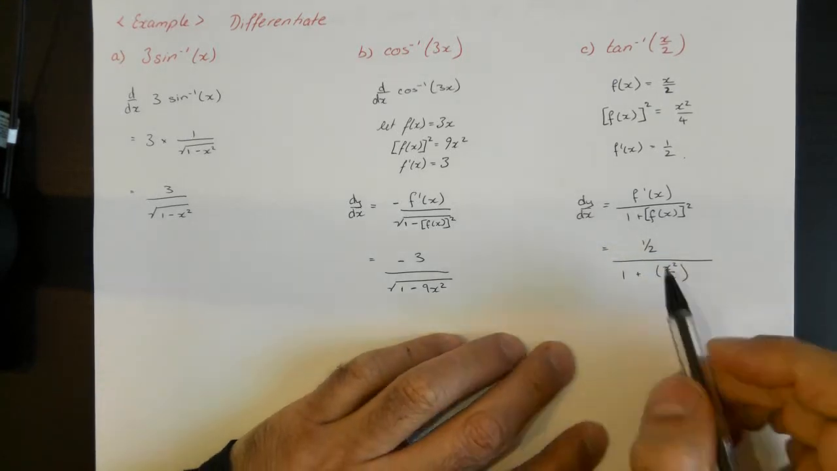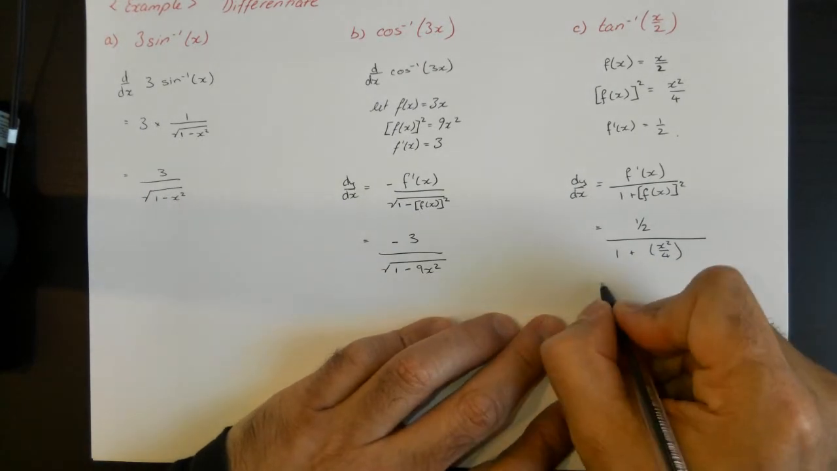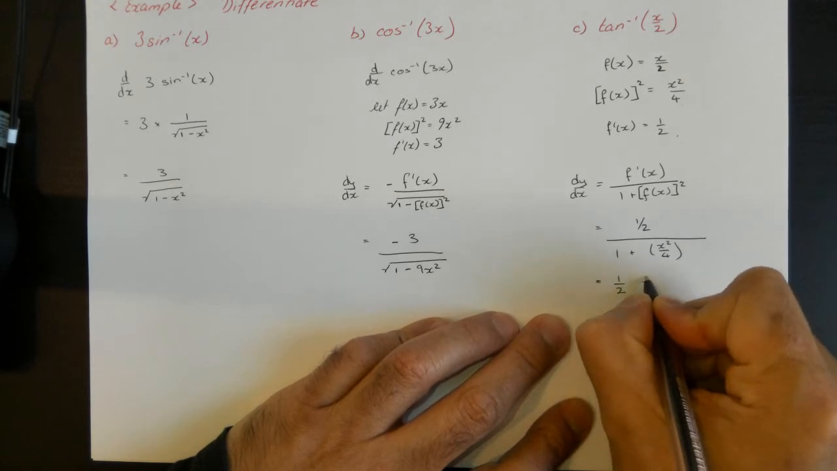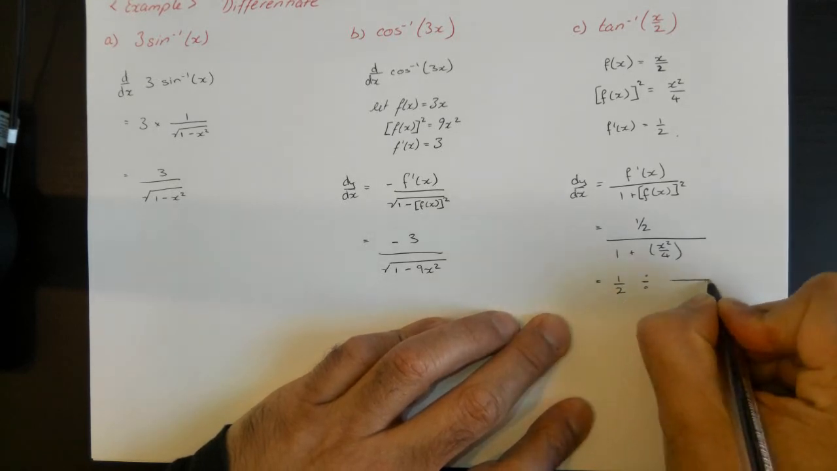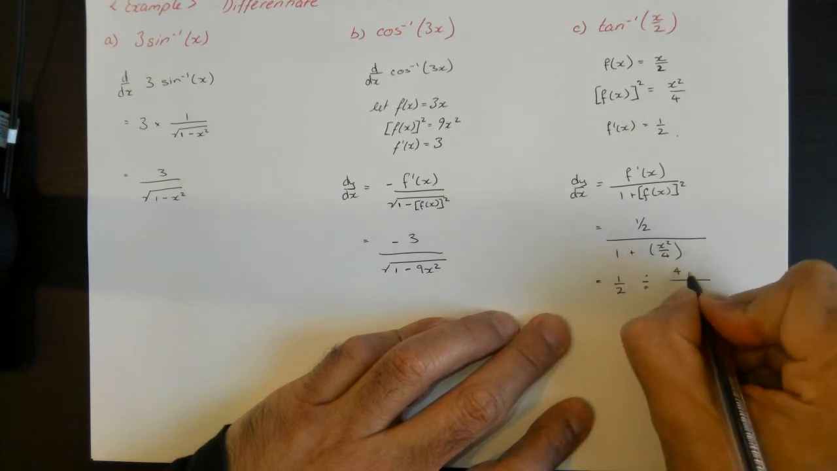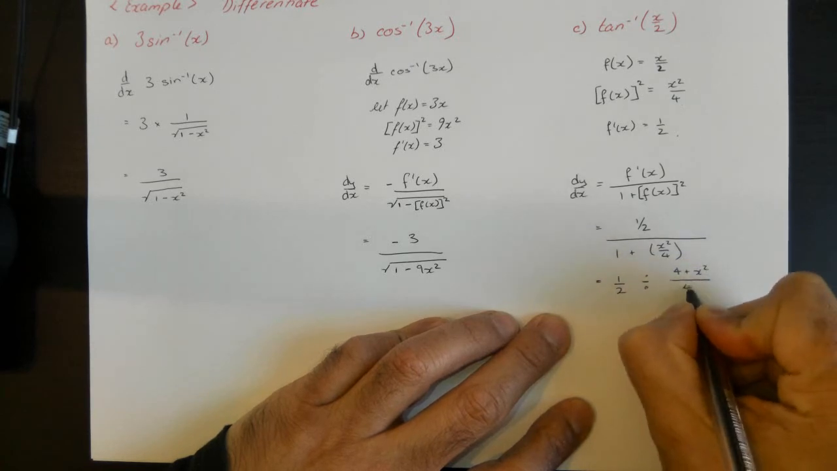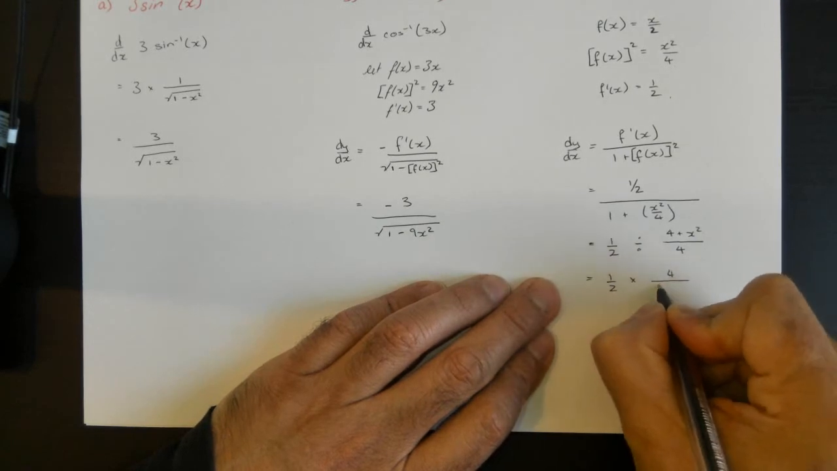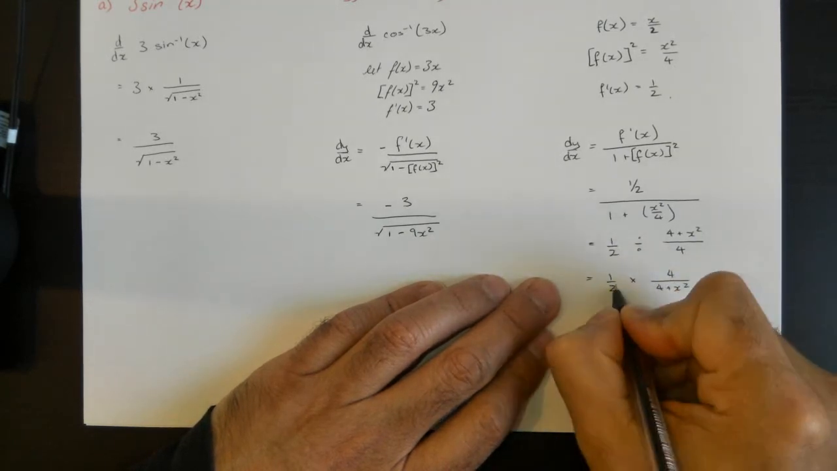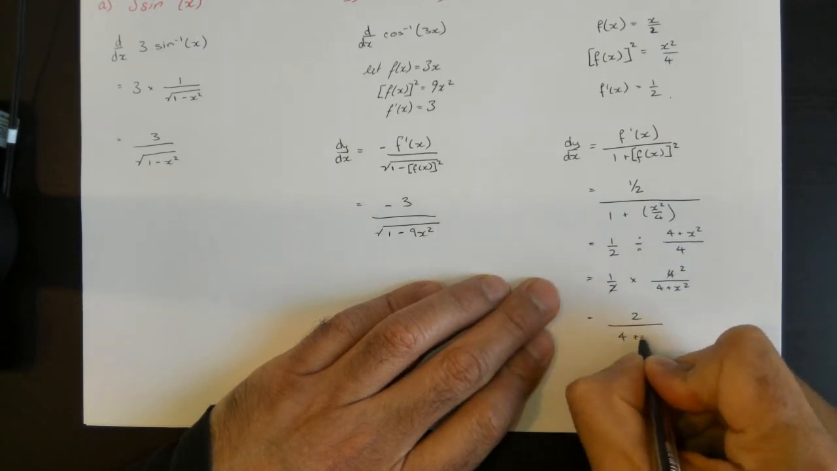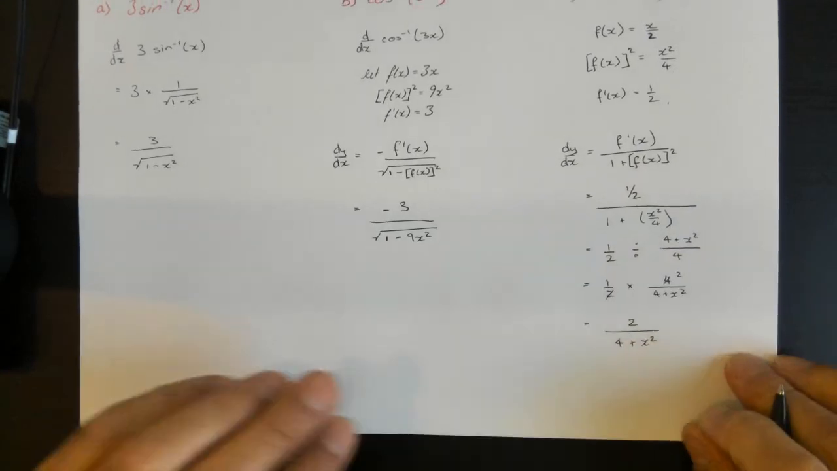Obviously, having these fractions is not great, so think of it as a half divided by, now making this whole thing 1 unit would be 4 plus x squared on 4. Which is the same as a half times 4 on 4 plus x squared. That goes into twice, so we get 2 over 4 plus x squared.